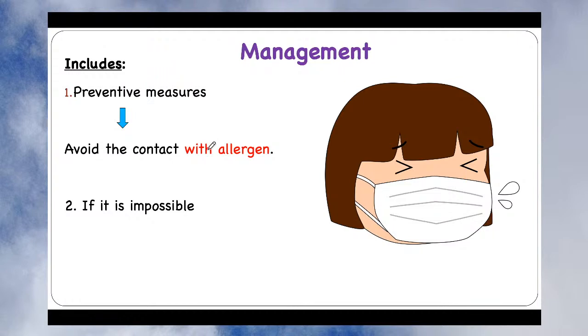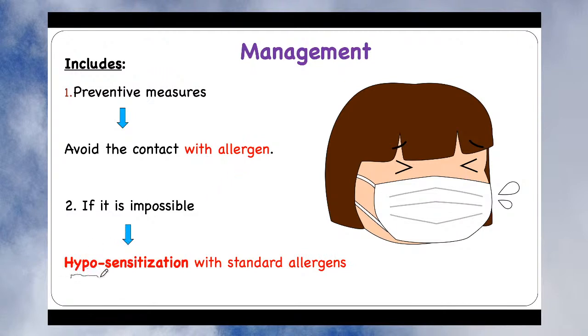So if it is impossible, then another way of treatment, which is generally used in homeopathic medication, is called hyposensitization. In hyposensitization, you give the patient a dose of the allergen, but a low dose or a much more diluted dose of the allergen, and when the patient takes this dose of the allergen, the patient's body will produce the antibody, right?